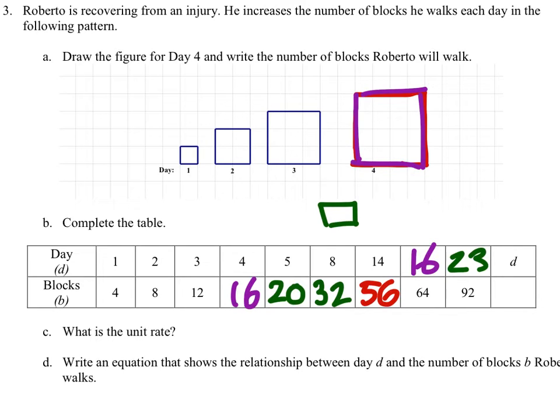4D. Not June 6th, but 4D. How'd you guys get that? 4 times D. Yeah, the number of blocks is always 4 times whatever day it is, right? So on day 1, times 4, 4 blocks. Day 3 times 4, 12 blocks, and so forth.